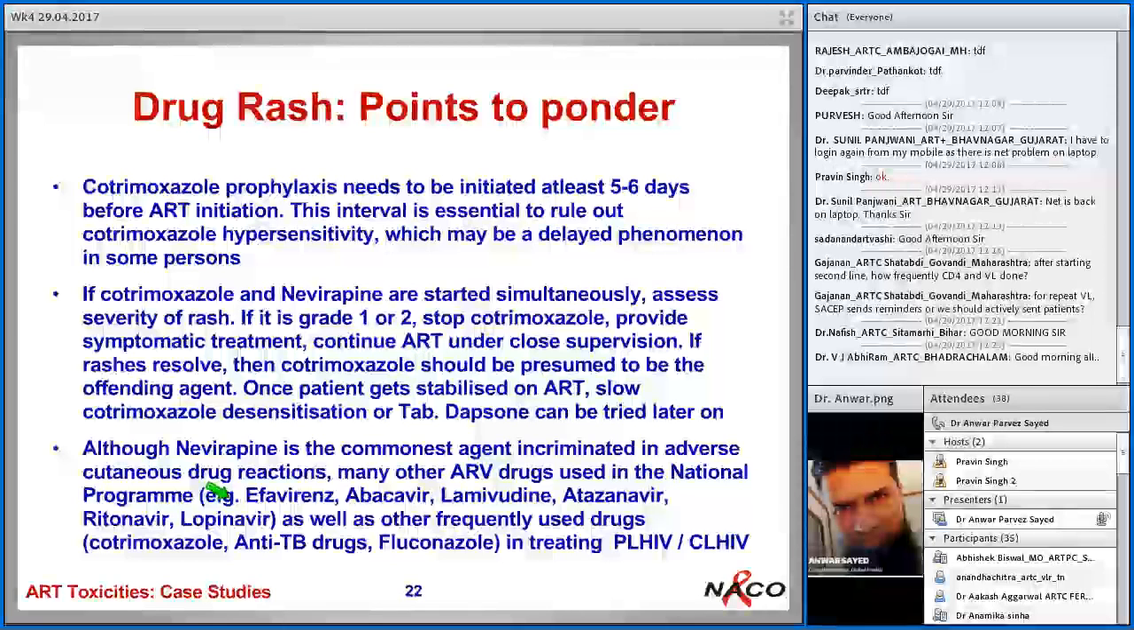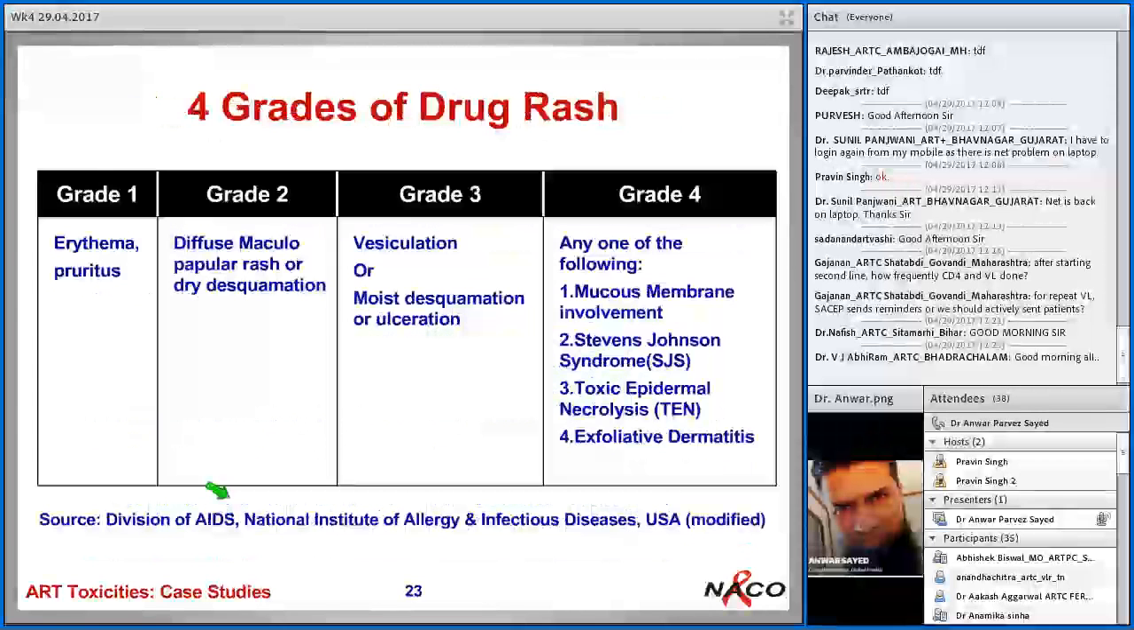But if the patient develops any reaction, then stop cotrimoxazole first and closely observe, and if it continues to worsen, you can stop the ART. But if not, then you can conclude that cotrimoxazole was the offending agent, and then you can either consider desensitization of cotrimoxazole, or you can give drugs like dapsone.